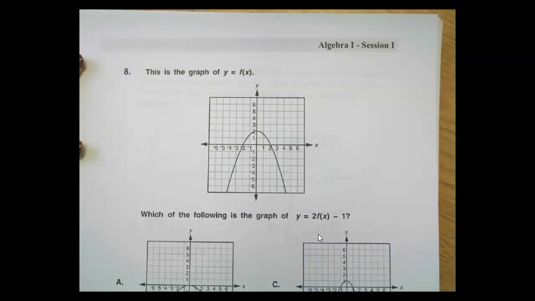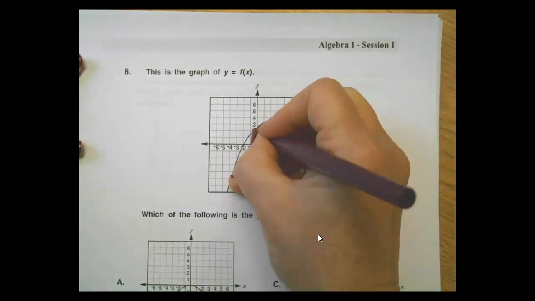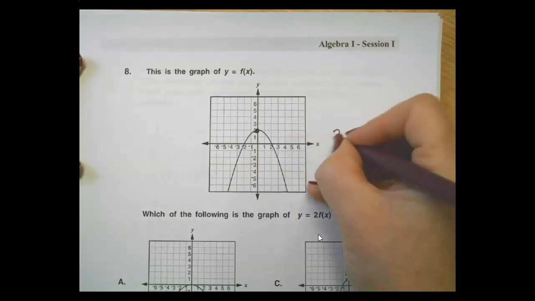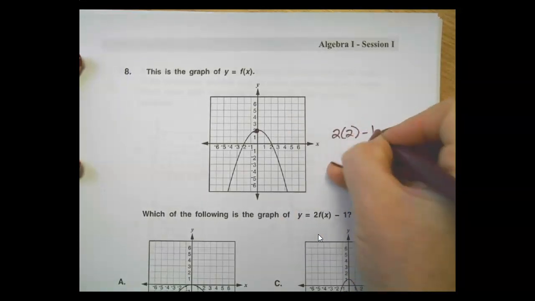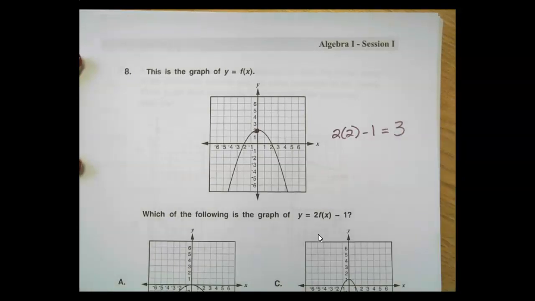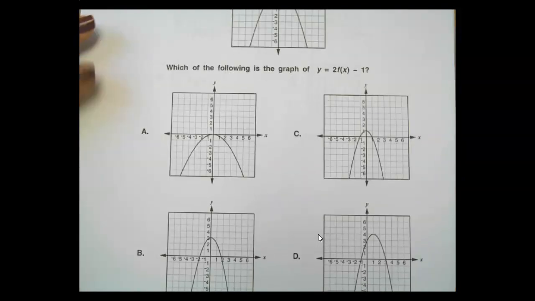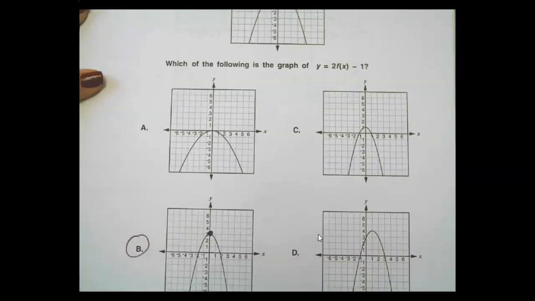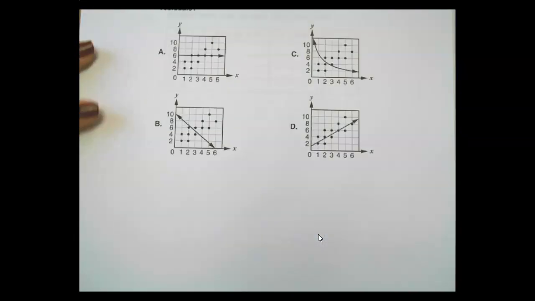Next one is probably my least favorite one. So here, it says to take that and times it by 2. So 2 times 2 minus 1 is 3. So my y-intercept would be 3. So here it is, and that is B. Next one. We've talked about this. This one obviously is the best trend line. It's in the middle.